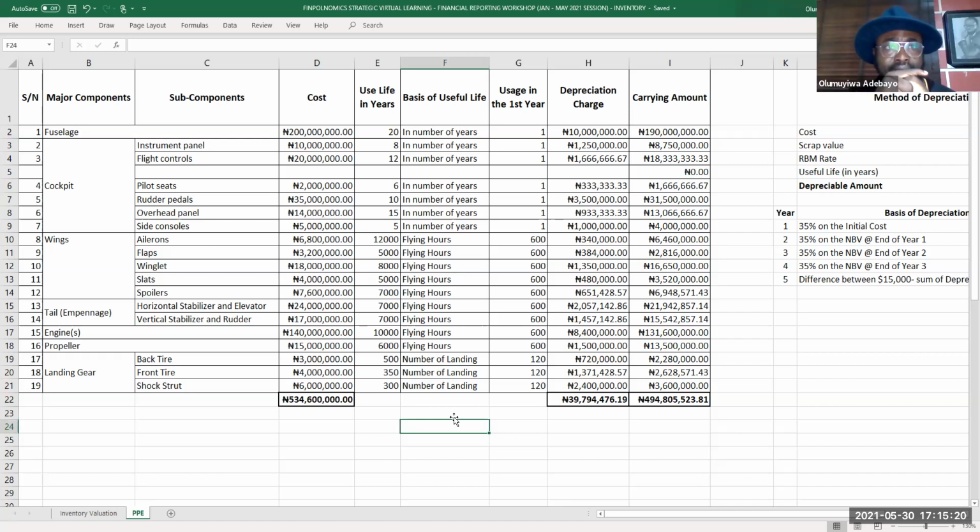Okay, I think we'll also discuss it. Depreciation starts from the day the asset is available for its intended use. Whether you now use it or not is secondary. Once an asset is available for its intended use, depreciation commences immediately.